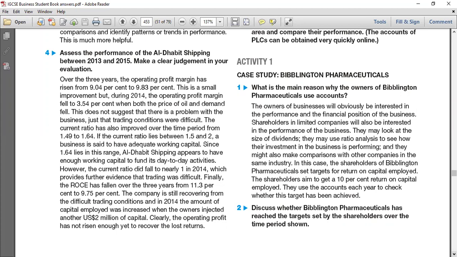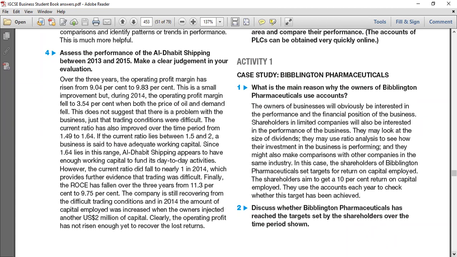The current ratio has also improved over the time period from 1.49 to 1.64. If the current ratio lies between 1.5 and 2, the business is said to have adequate working capital. Since 1.64 lies in the range, Al-Dhabit Shipping appears to have enough working capital to fund its day-to-day activities. However, the current ratio did fall to nearly 1 in 2014, which provides further evidence that trading was difficult.